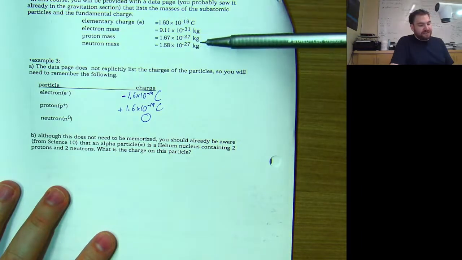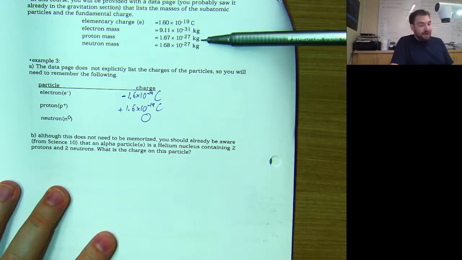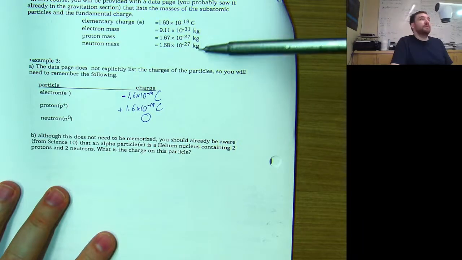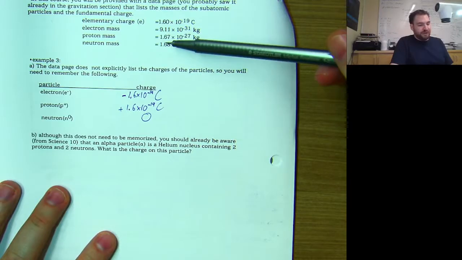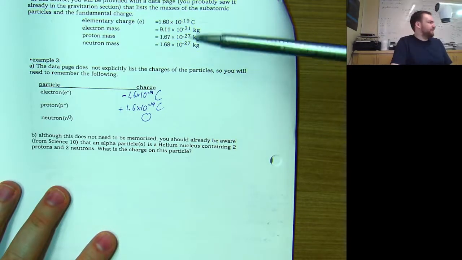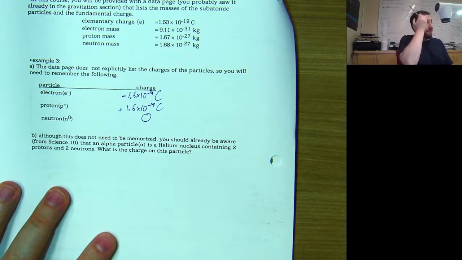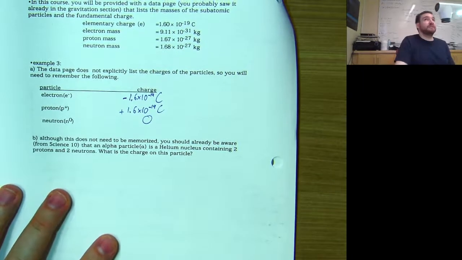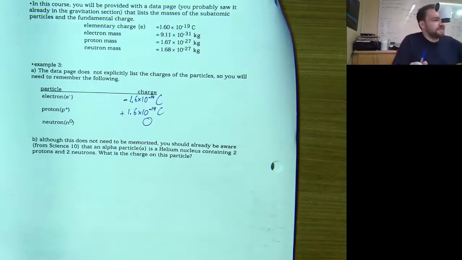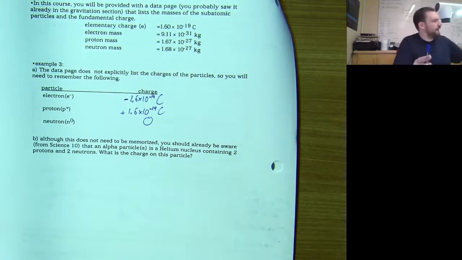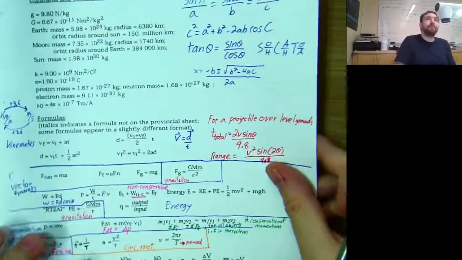You can see here the mass of the proton and the mass of the neutron are different, but not much. When you're dealing with 0.01 times 10 to the -27, that's basically the same thing, which is why we assume them to be the same when dealing with chemistry at the level you've been dealing with it. All of these values, if I'm not mistaken, are located on your formula sheet right here.